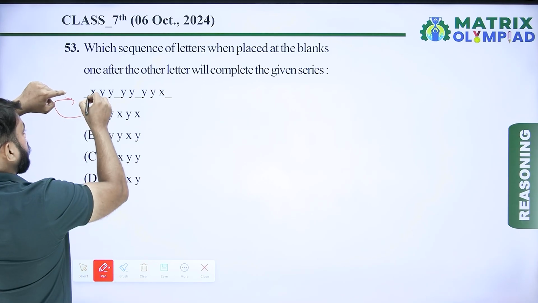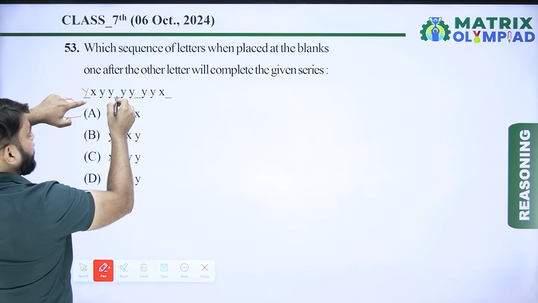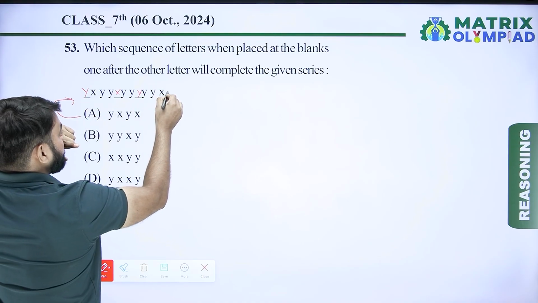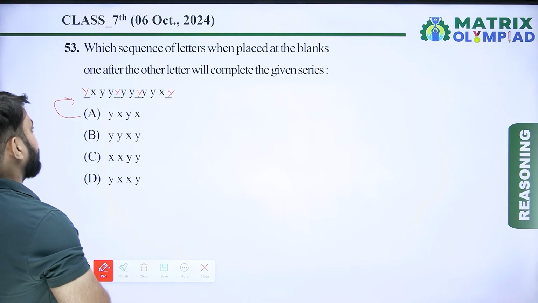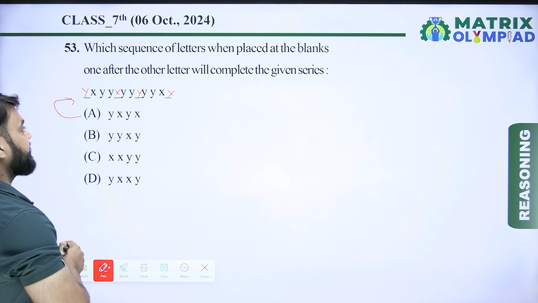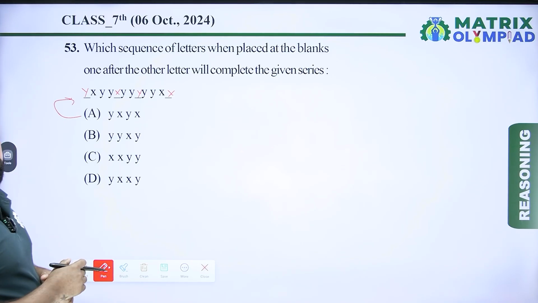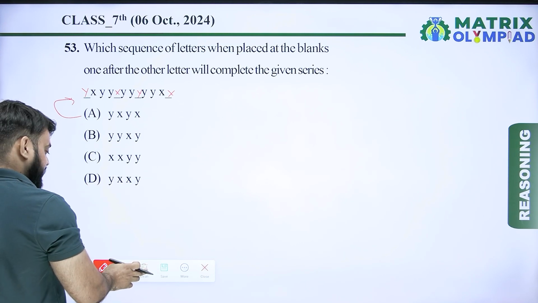Now according to option A, the pattern: first blank means Y, second blank means X, third blank means Y, and fourth blank means X. So Y, X, Y, Y, X, Y, Y, Y, Y, Y, X, X. So no defined pattern is found from option A. So option A is not the correct answer.